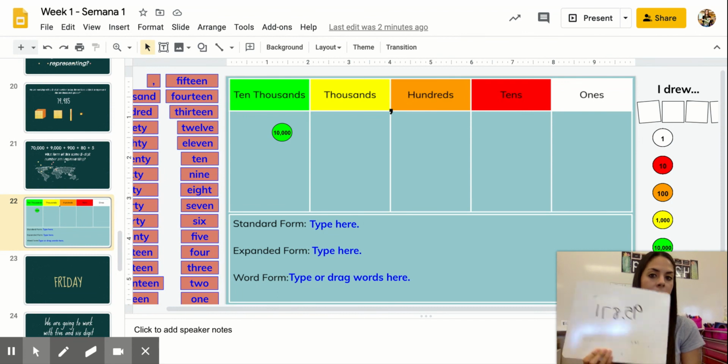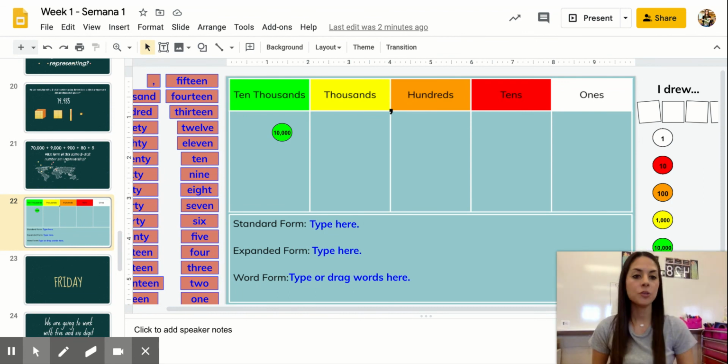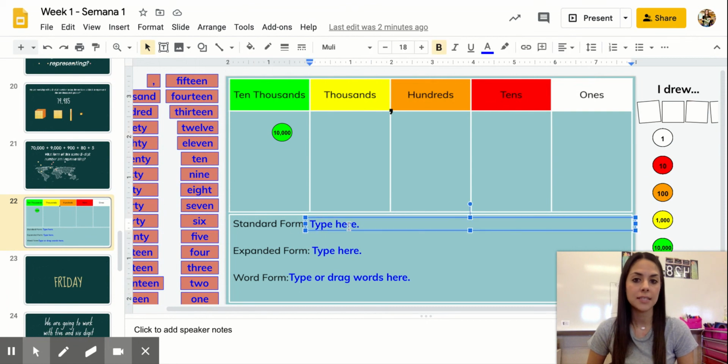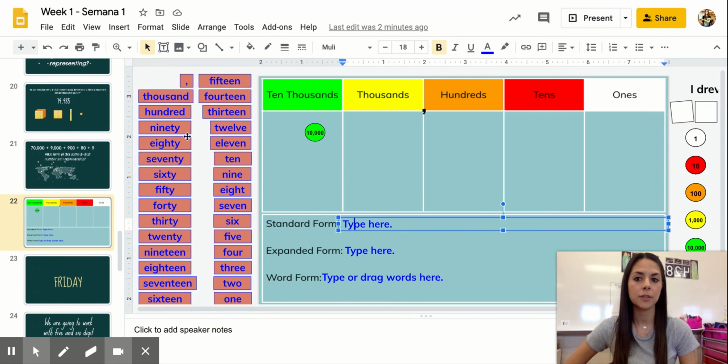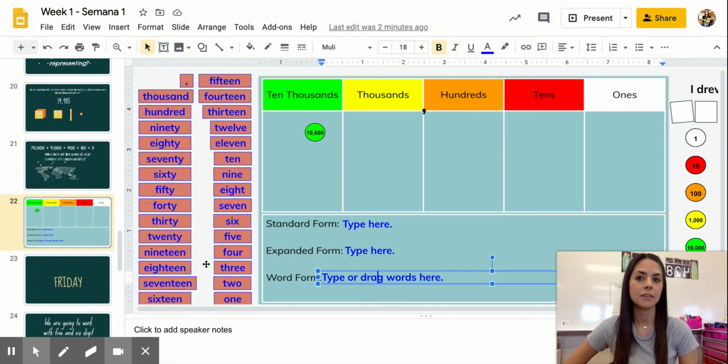Okay, so after you build them using the place value chips, you're also going to write the number in standard form, which is just writing the number. Expanded form, you're stretching it out, and word form. And they provided you with how to spell the words right here. So if you're stuck on how to spell it, just look right here. You don't have to drag this, just type it. But this is here to help you, okay?